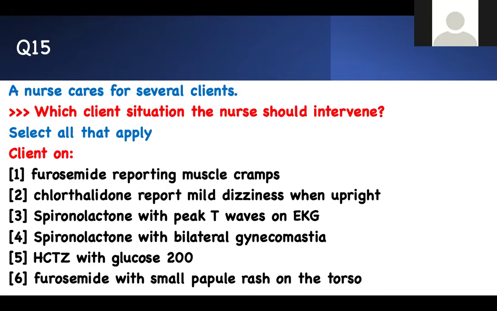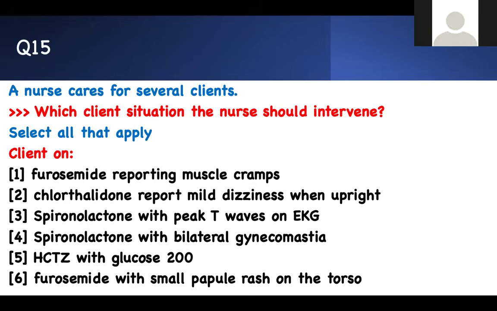Spironolactone with the peak T wave is a potassium sparing. Peak T wave is high potassium. Therefore, we should intervene. Gynecomastia is a side effect from what? Spironolactone, because it has a steroid-like effect. You grow breasts if you're a male. That is not something we need to intervene right now.